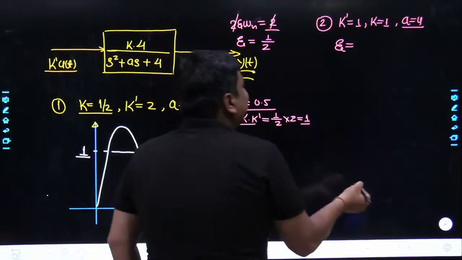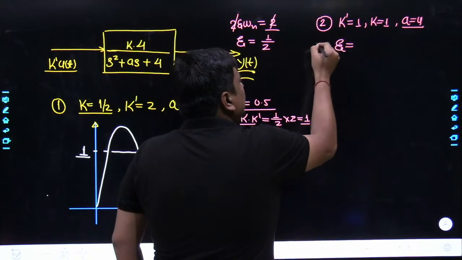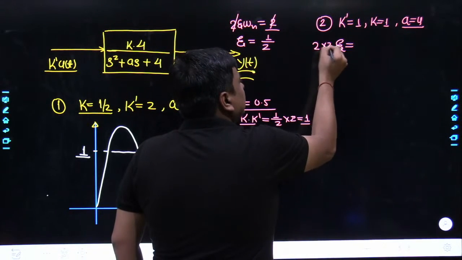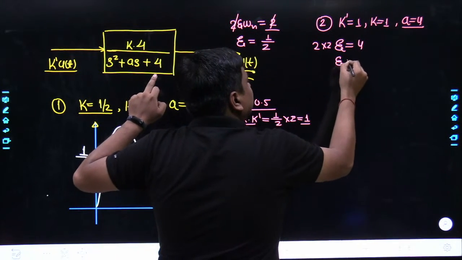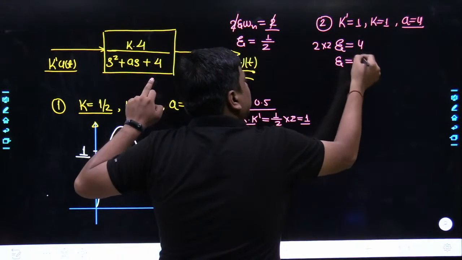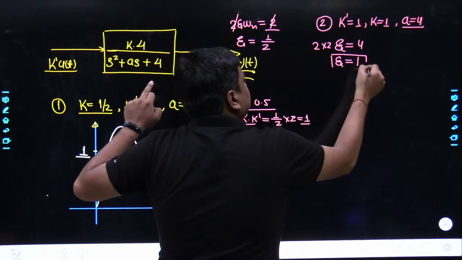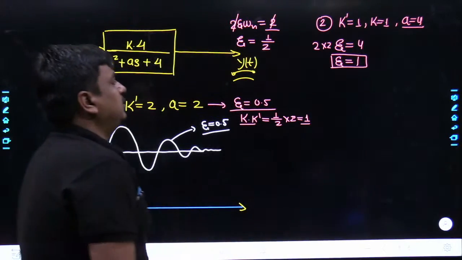So how you will get that? 2 times zeta into omega n, where the omega n is already 2, equals a, which is 4. From here you would get the value of zeta, which would be equal to 4 divided by 4. The result is simply 1.